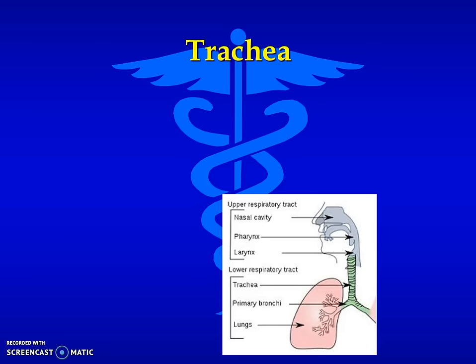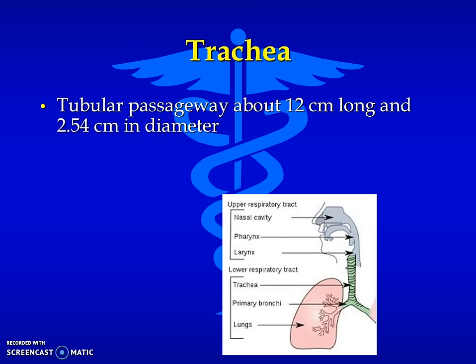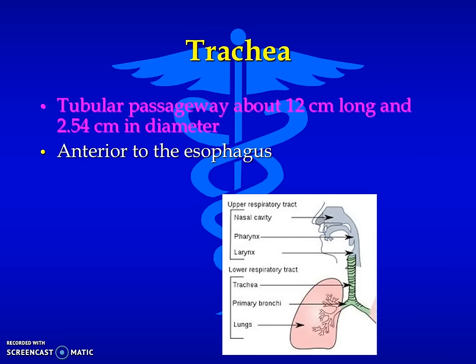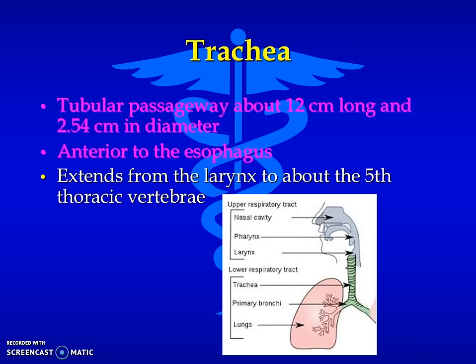So next, moving down, we are in our trachea. So it's a tubular passage about 12 centimeters long and about 2.54 centimeters in diameter. So it's anterior to the esophagus. So the esophagus is the tube that carries your food from the oral cavity down into your stomach. So it is in front of your esophagus. So it extends from the larynx to about the 5th thoracic vertebrae.